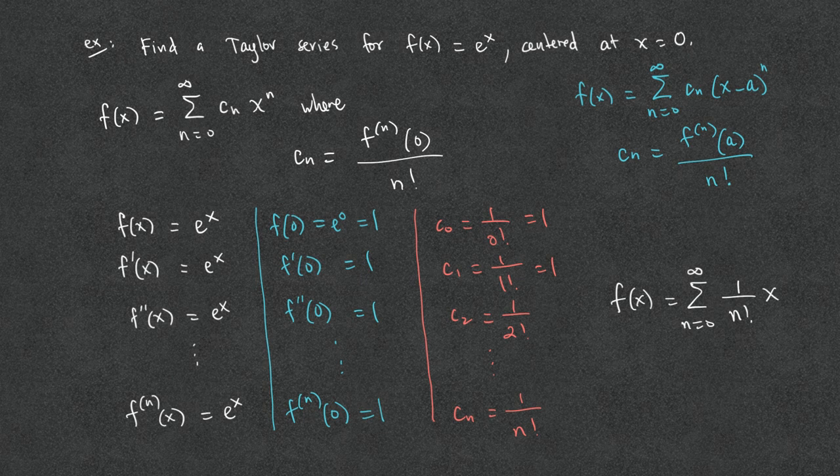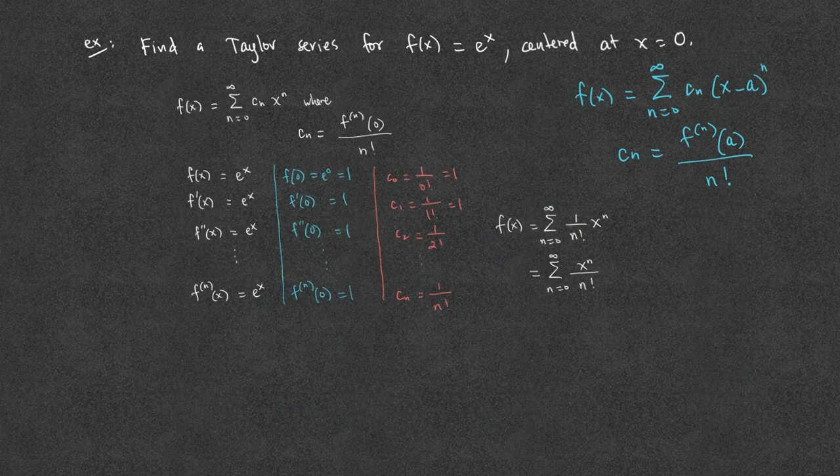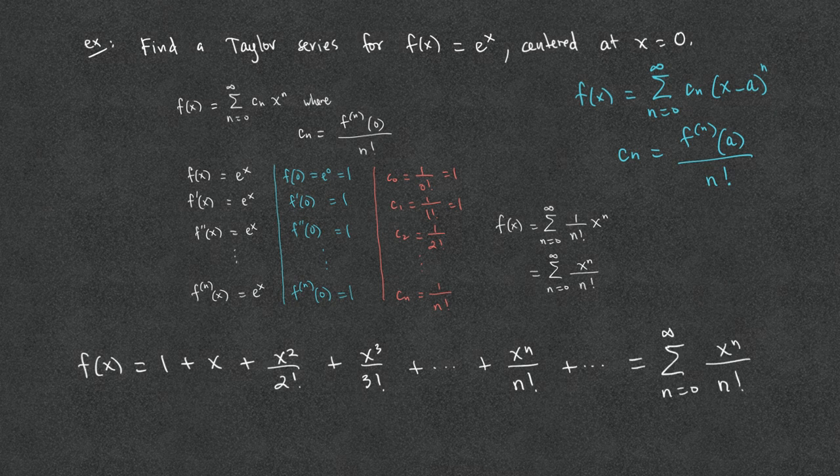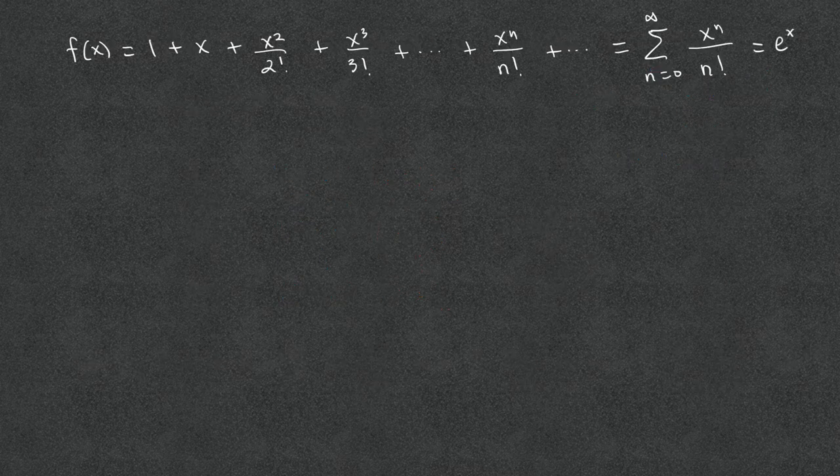And so the function f of x is the series of 1 over n factorial times x to the n. This is 1 plus x plus x squared over 2 factorial plus x cubed over 3 factorial plus dot dot dot plus x to the n over n factorial plus dot dot dot. This is the series, the sum of x to the n over n factorial, for e to the x.